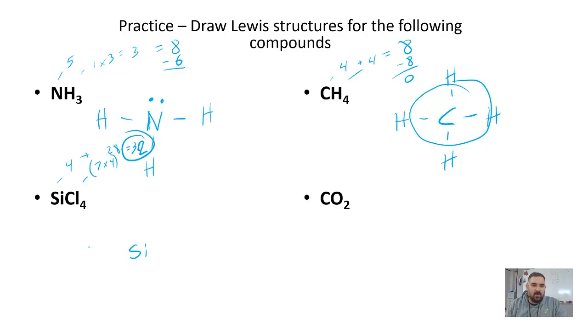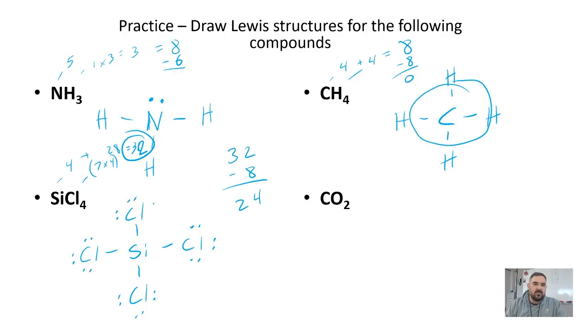So we have 4 chlorines. One's going to be in each spot. So chlorine, chlorine, chlorine, and chlorine. And then we put in our single bonds. And then we subtract. We do 32 minus 8. That leaves us with a total of 24 electrons. And then we can go ahead and start placing them. So that's going to be 2, 4, 6, 8, 10, 12, 14, 16, 18, 20, 22, and 24. So we just used up all of our electrons. And now if we check our octets, all the chlorines have 8, and then the silicon also has 8.